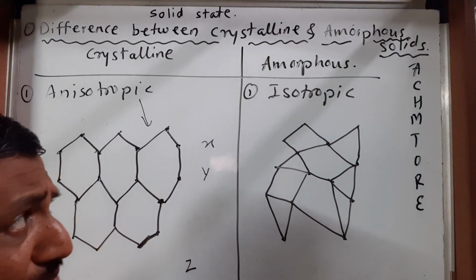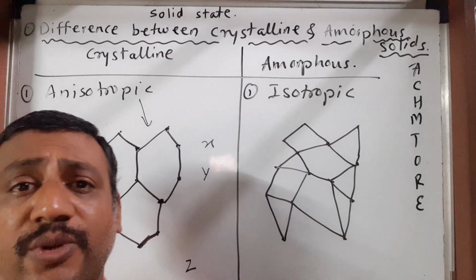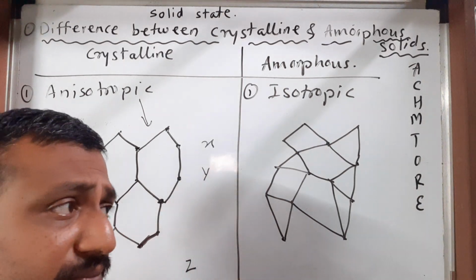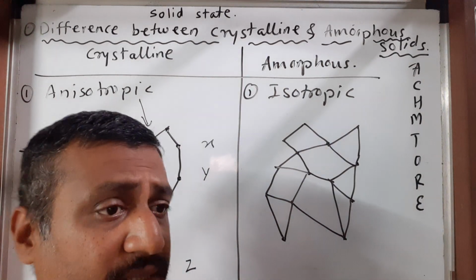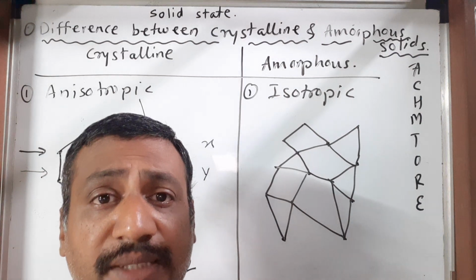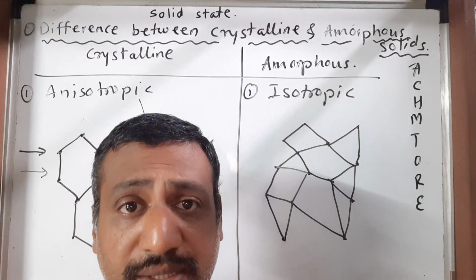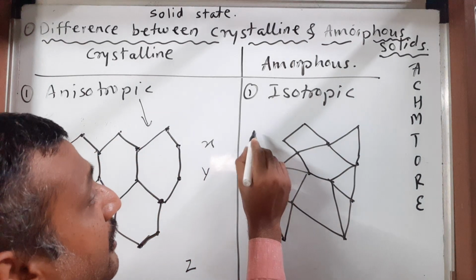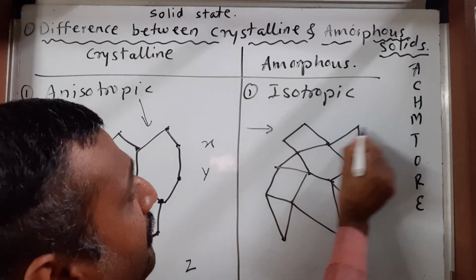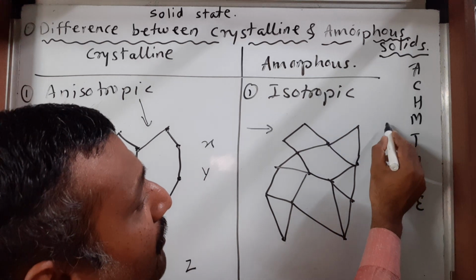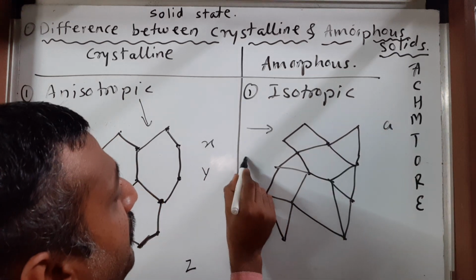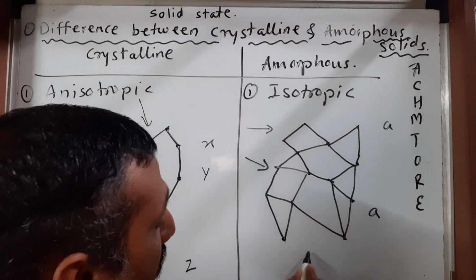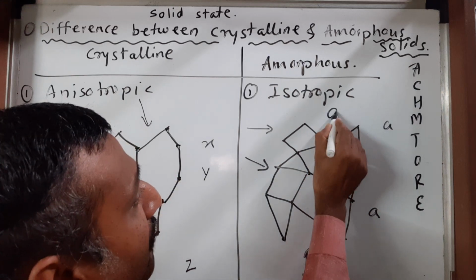What about the amorphous solids? They show isotropy. Isotropy means what? When a certain physical property is measured even in different directions, we are getting the same value. For example, here a physical property we measure in this direction, we are getting, say for example, value A. If we measure in this direction, we are getting value A. Here if we measure in this direction, we are getting value A.